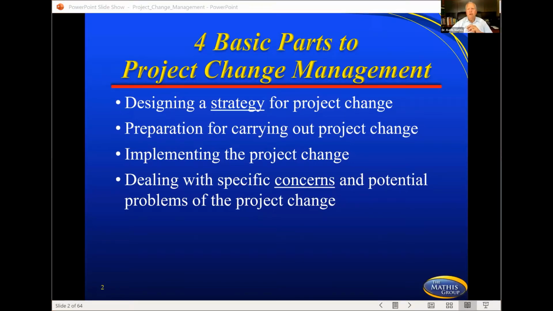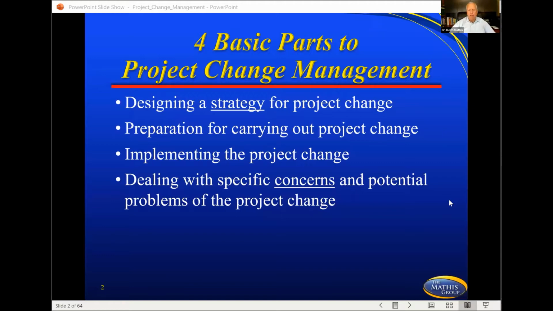All right. So we all struggle with change orders from time to time. And so being able to put certain pieces together to be able to control those changes will help us be able to manage this. So there's 4 basic parts to project change management. Once we understand this and we use this, this is going to help us be able to work through this. So the first is going to be designing a strategy for project change, preparation for carrying out project change, implementing the change itself, and then dealing with specific concerns and potential problems of the project change.